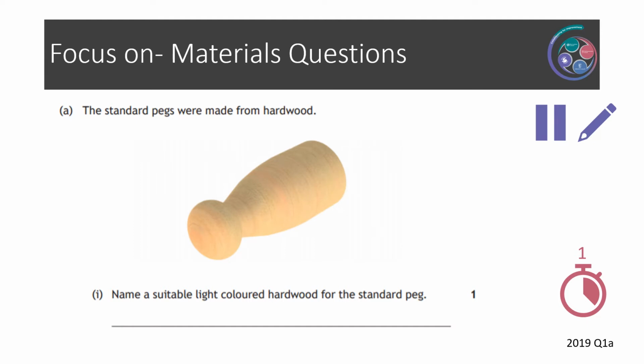This paper is the 2019 paper, and this is question 1A. In question 1A, you're asked to name a suitable light coloured hardwood for the standard peg. Pause the video now and answer the question.